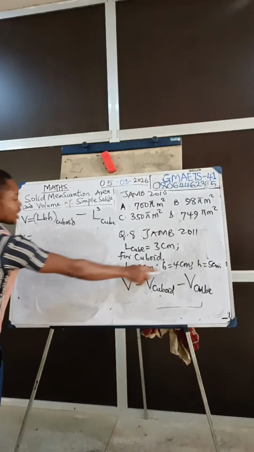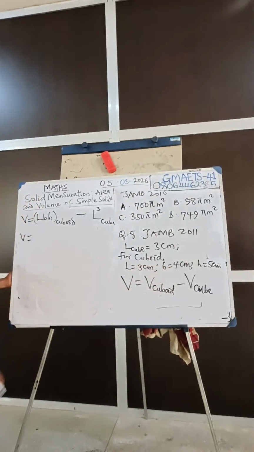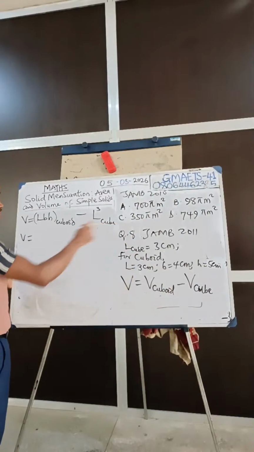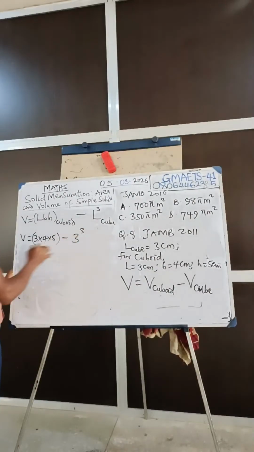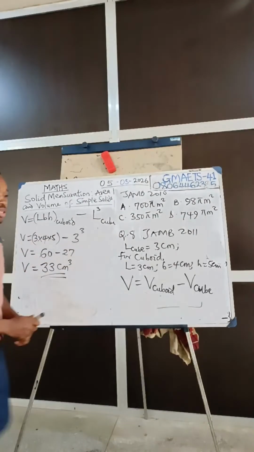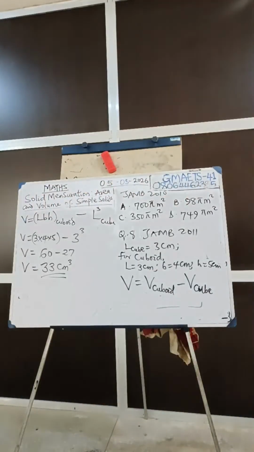Okay, let's go. 3 times 4 is 12. 12 times 5 will give you what? So 3 times 4 times 5 minus 3 cubed. So this is going to give you 60 minus 27. And you said it's what? 33 cubic cm. So that is it. Very simple question. Are you following, right?